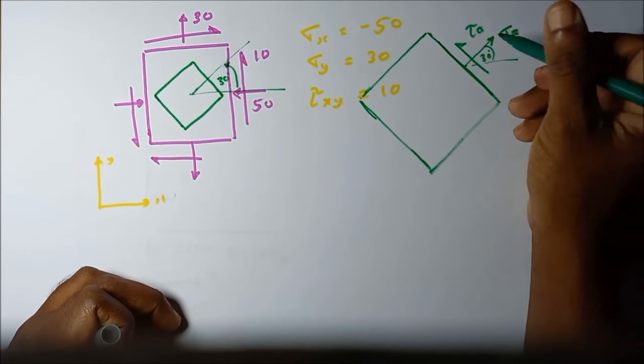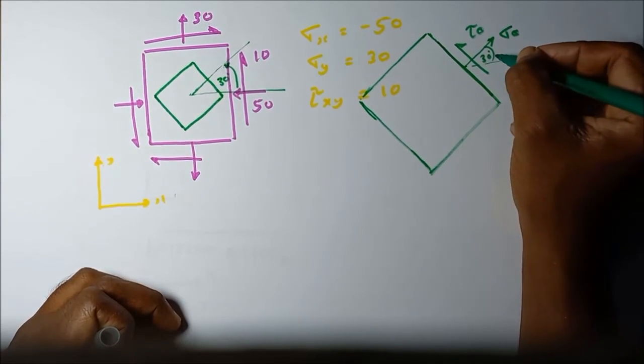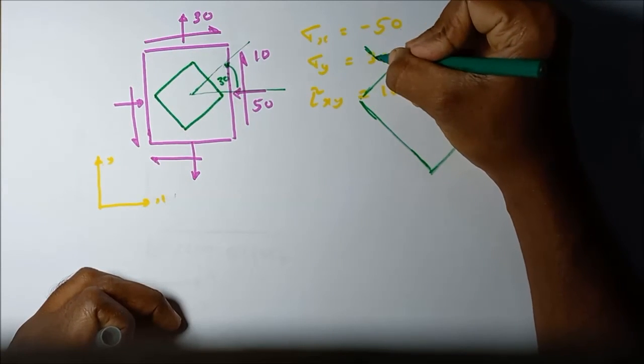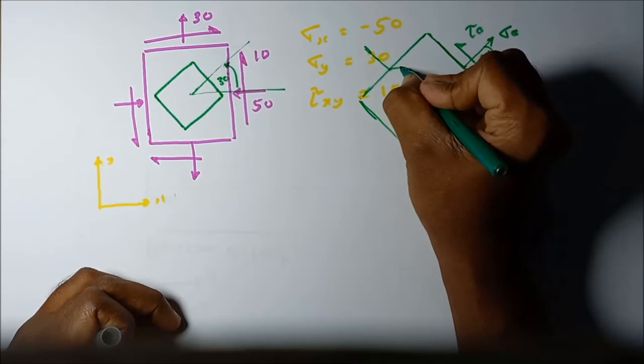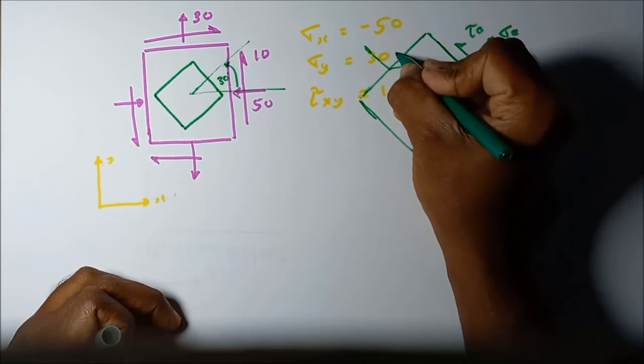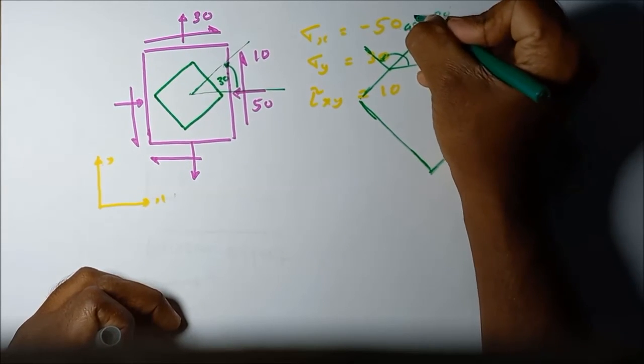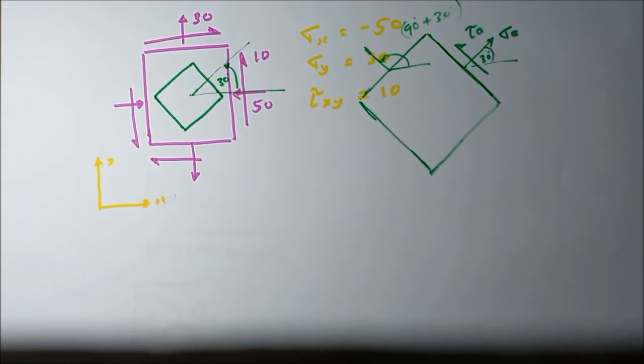For this plane, the angle theta is equal to 30. For this plane, the inclination angle is the total angle, 90 plus 30°. Okay, let's see how to solve this problem.